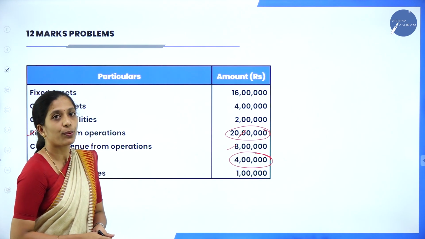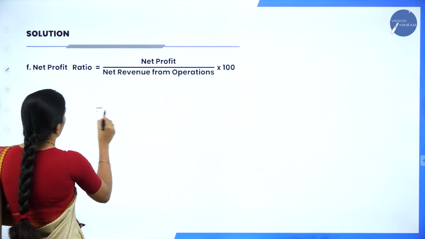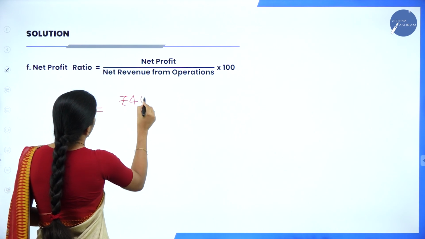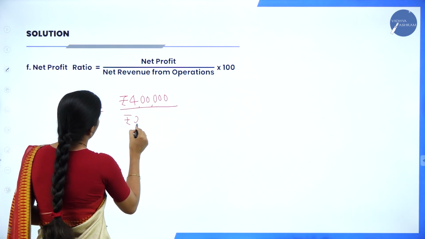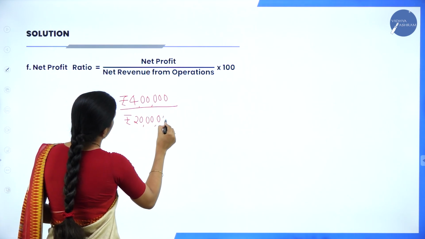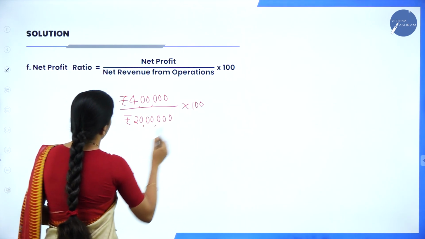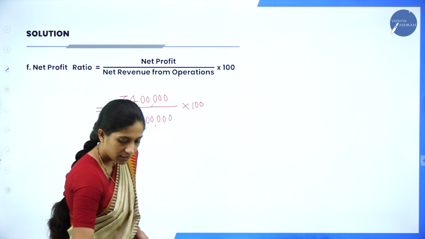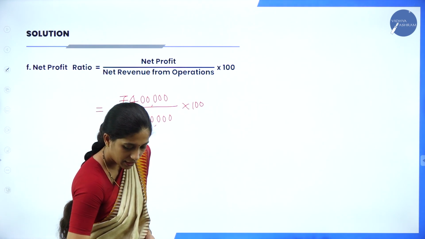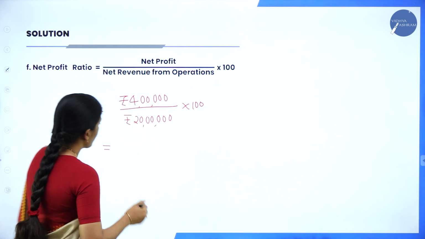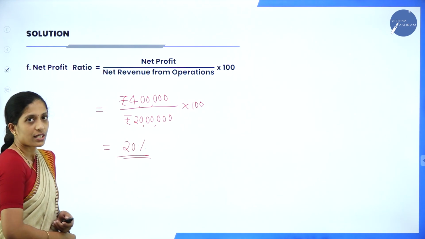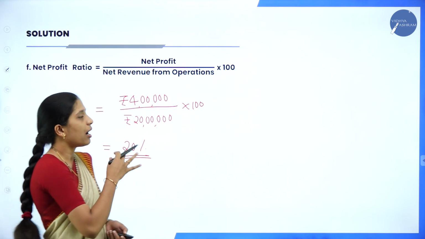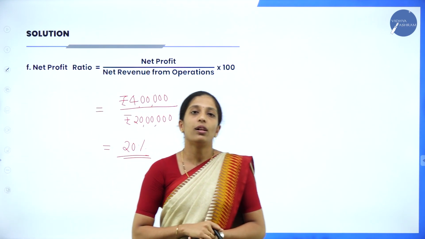4 lakh divided by 20 lakh into 100. Net profit is rupees 4 lakh divided by net revenue from operations, rupees 20 lakh, into 100. So this will be 20%. So this is how you are going to calculate all the ratios.